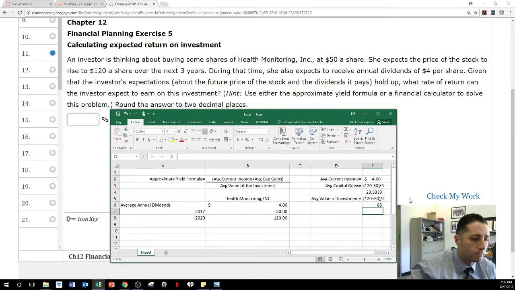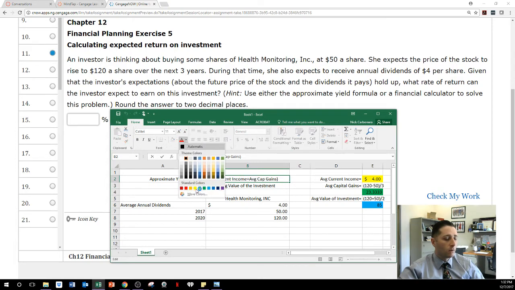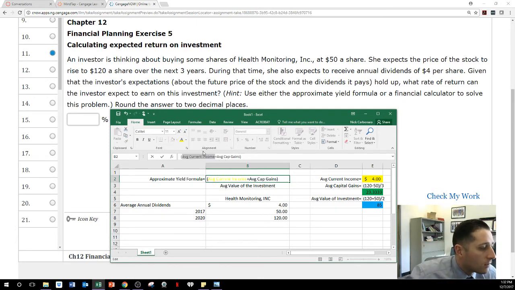Divide by 2. Good. So now we have 3 numbers that plug into our thing. And let me color code it for you. So that one's yellow. One's green. And that one is blue, right? And we could actually do this here and go average current income as being yellow. Let's load it up. Ooh, don't want to do that. That looks nasty. We'll just plug it in right there.